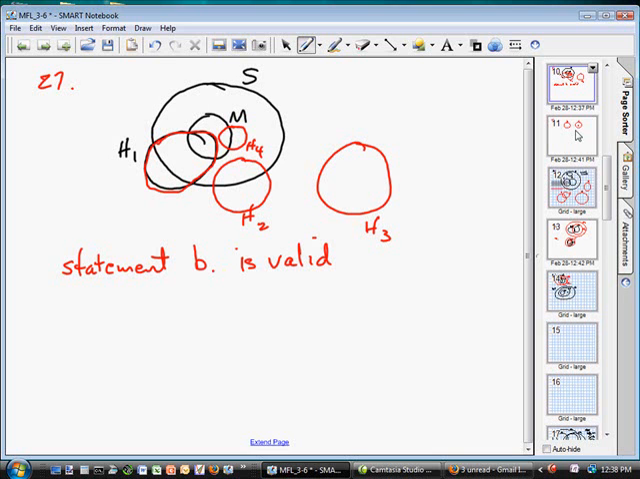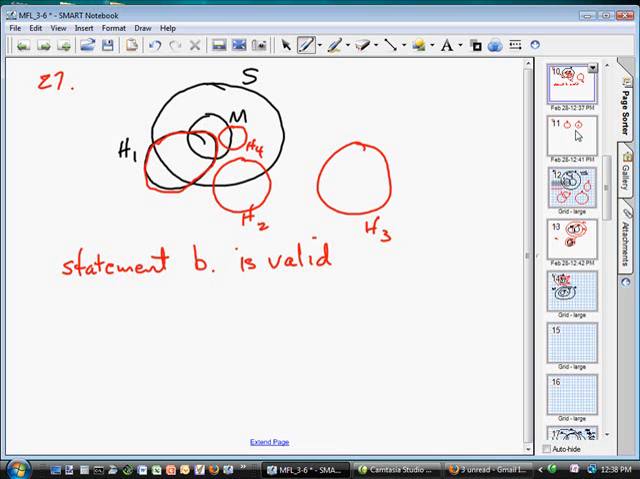Some Salseros do not sing hip-hop. Isn't that true with all 4 of the H circles? Aren't there some things in S that are not in H? Yeah. Because that one's true in every case, there she is. That's the one we want. So conclusion B is valid.